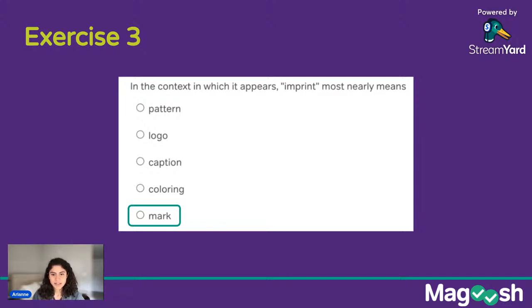Let me check if chat has any questions that I haven't answered yet. Okay, it looks like we're feeling good about this exercise.